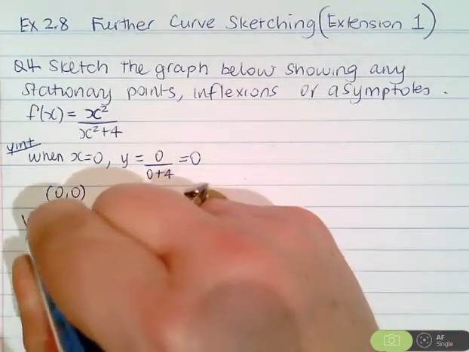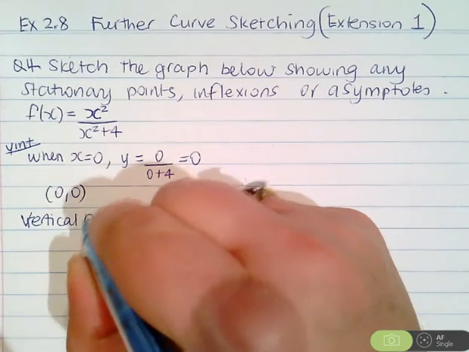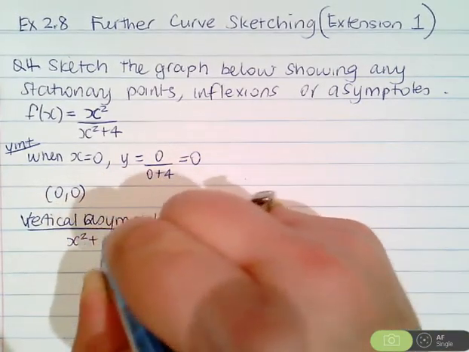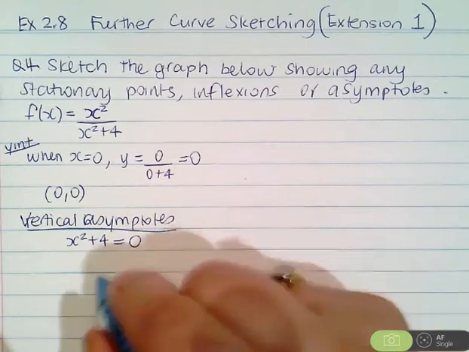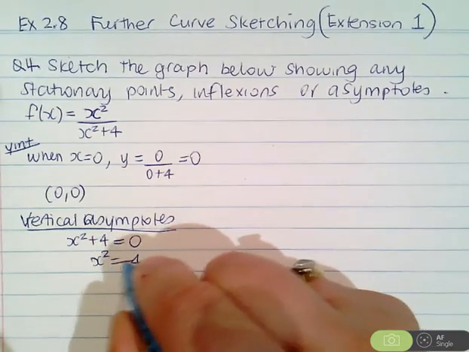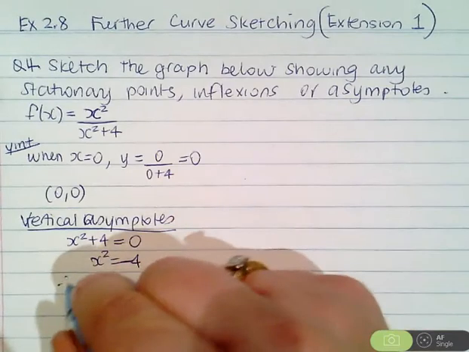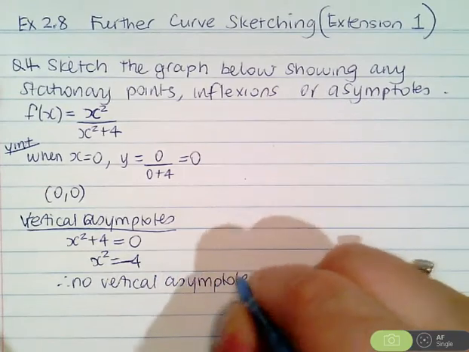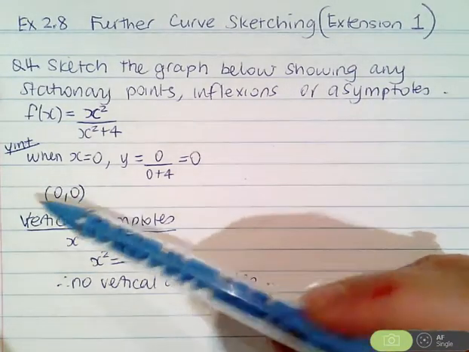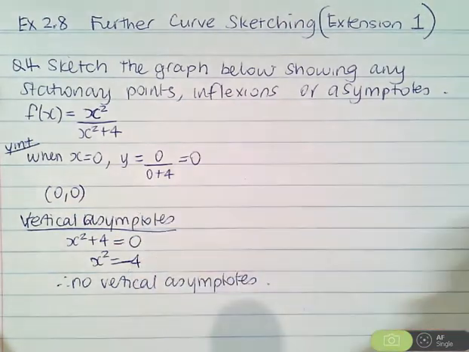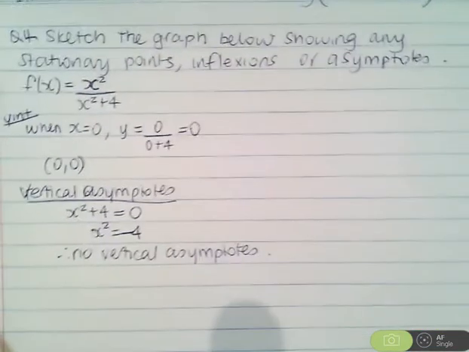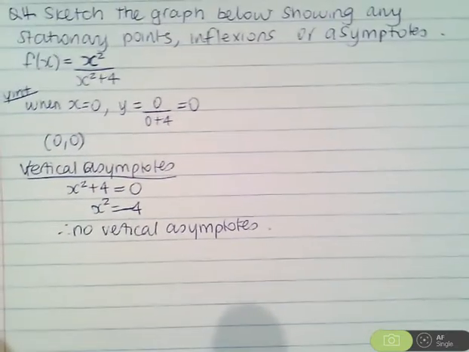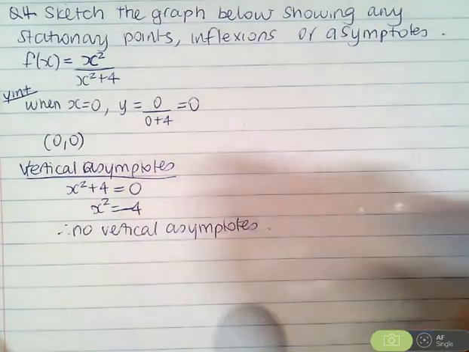Now for any vertical asymptotes, we need to look for vertical asymptotes. And for vertical asymptotes, that's where the denominator equals 0. But this will never equal 0. That's when x squared would equal negative 4, but that will never be the case. So therefore, we've got no vertical asymptotes. We know the y-intercept, we know that the curve passes through 0, 0, and we know that we've got no vertical asymptotes. We will have horizontal asymptotes, but we'll do that a little bit later.